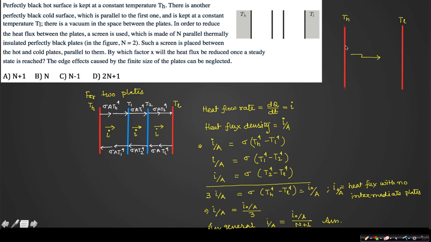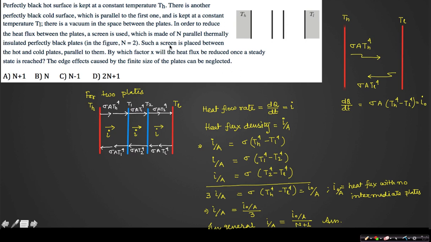flowing from this plate? The heat current dQ by dt will be sigma into the surface area of this plate into Th power 4, and similarly from this plate the heat current that is coming here is sigma into A into TL power 4. So if I ask you the net heat current that is flowing from hot to cold surface, it is sigma A (Th power 4 minus TL power 4). That is the initial heat current. Let us assume it to be I naught if there is no screening.